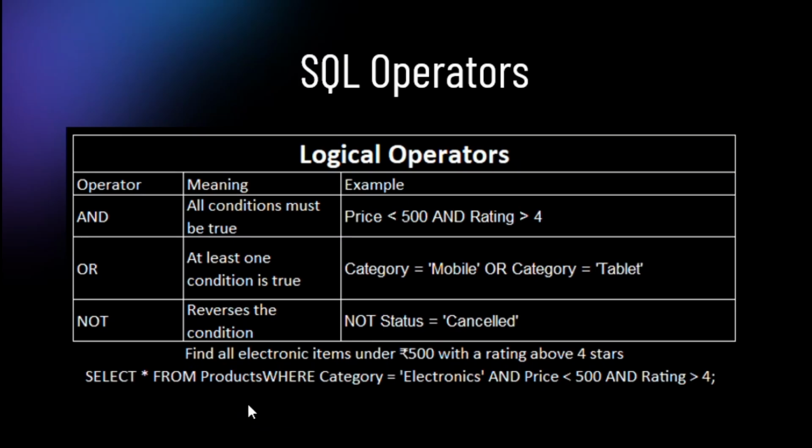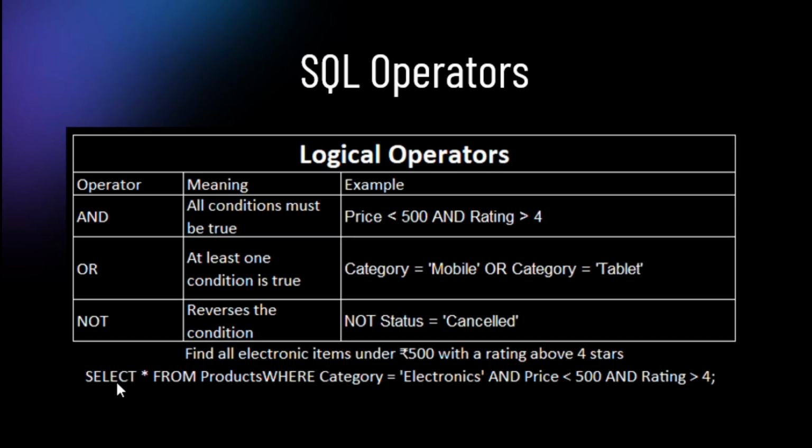What's the query which has been asked? We need to find all the electronic items under 500 with a rating above 4 stars. Try to understand how many conditions have been asked here. Yeah, so there have been three conditions asked. First, we need to find electronics, and we need items which are under 500 and whose rating is above 4 stars.